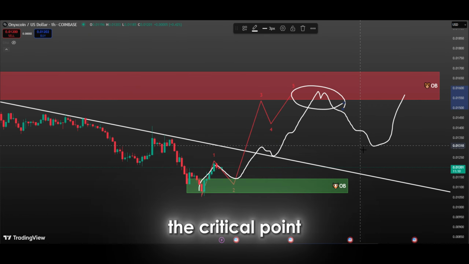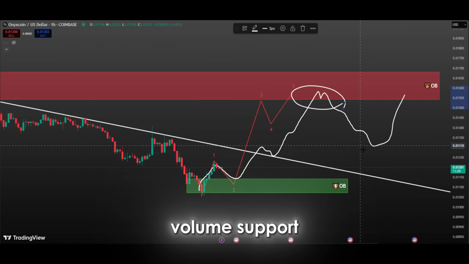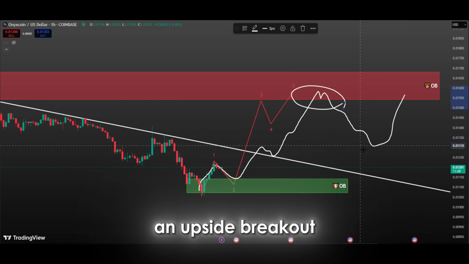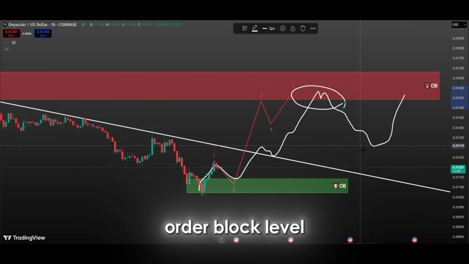However, the critical point here is how this zone is approached. If the price rises with strong volume support after breaking the downtrend line and buyers dominate, an upside breakout may occur after moving sideways for a while at the bearish order block level. And it should also give a retest after breaking the downtrend so that it can bounce well when it attacks.